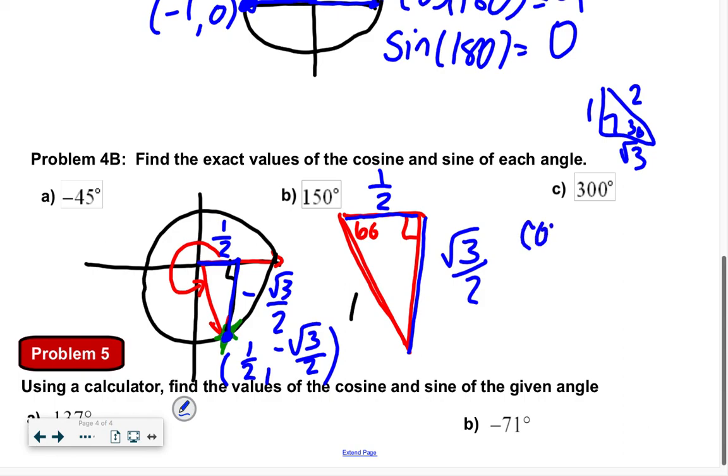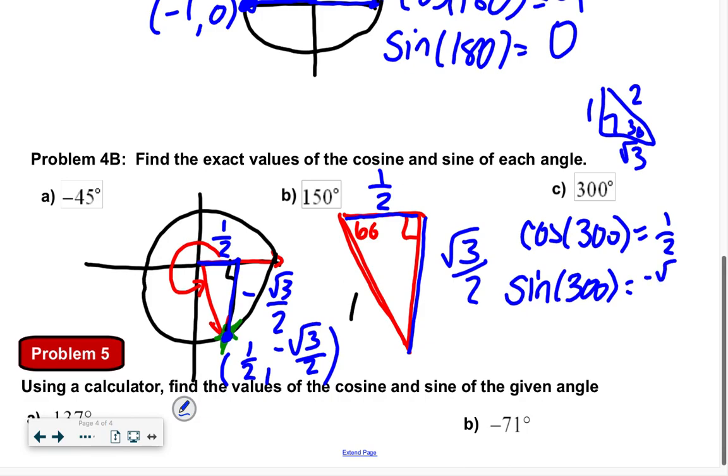So my cosine of 300 is how much? Half. My sine of 300 is how much? Negative square root of 3 over 2. These bottom two, just throw in your calculator. We're not going to do them. I think we know how to use a calculator, right? Questions here? You feel better about it?